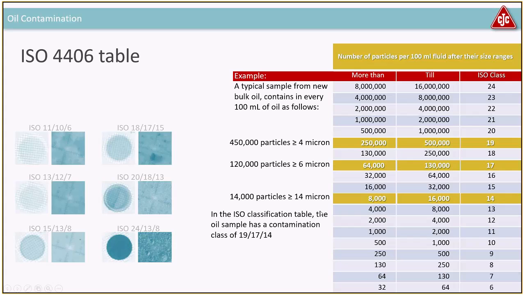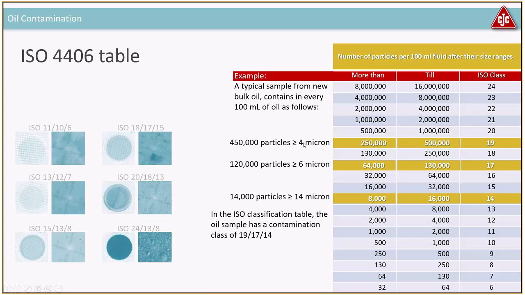So instead of saying this, I can say ISO code 19/17/14. It means this: max 500,000 particles in 100 milliliters of oil at 4 microns and bigger. You can see it says bigger than or equal to, so the 14 microns are included in the 4 micron.